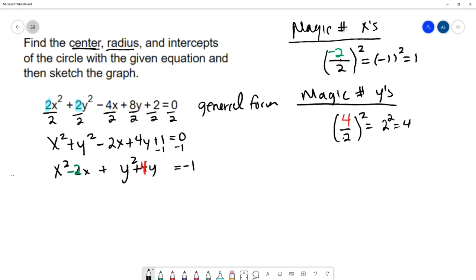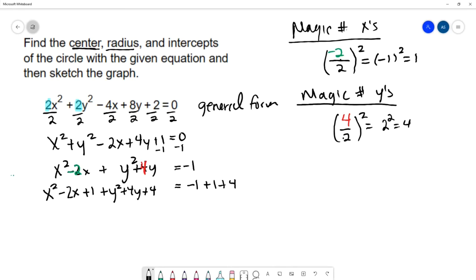Then we're going to add these numbers to the x group and to the y group. I'm going to add a 1 to the x group, but I need to balance the equation by adding a 1 to the other side. I'm going to add a 4 to the y group, but I need to balance the equation by adding 4 to the other side.